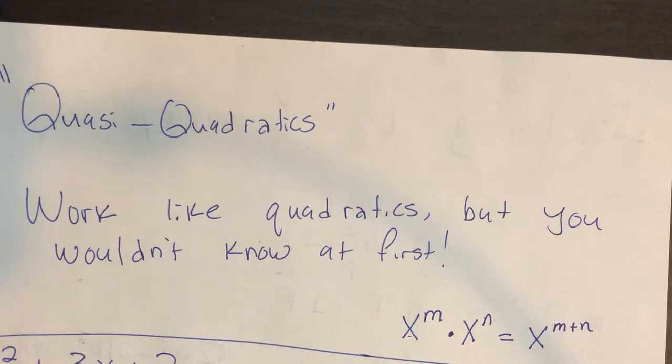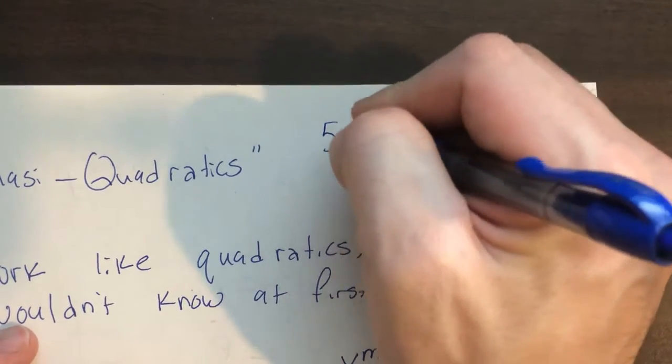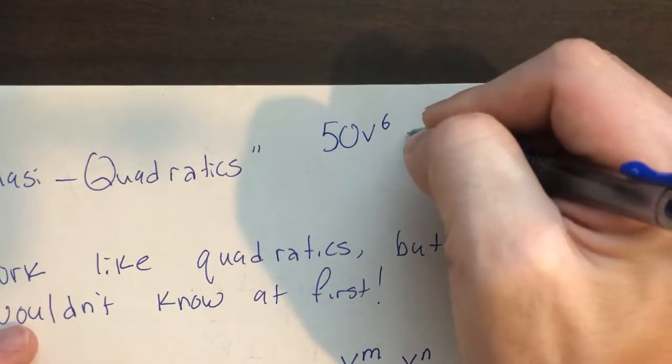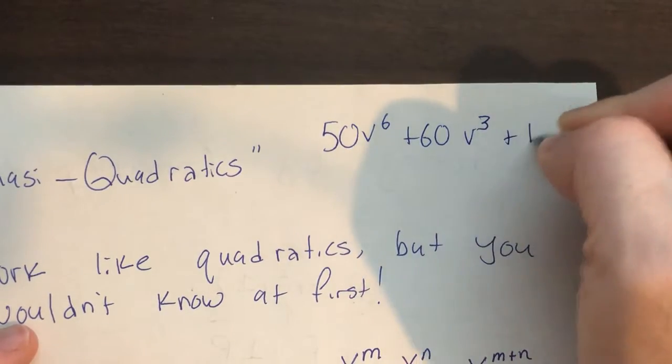You're going to see big powers of x. You're going to say, wait a minute, what am I going to do here? But you have to be a pattern hunter. You have to be able to look at those, and you have to be able to remember looking for those patterns. So I'm going to do one more, right? So let's say I was given 50v to the sixth plus 60v cubed plus 18.